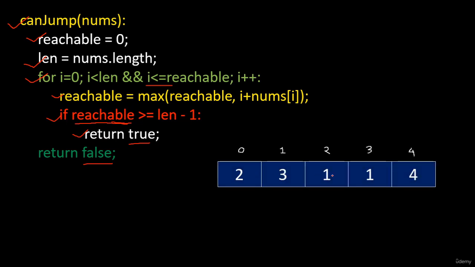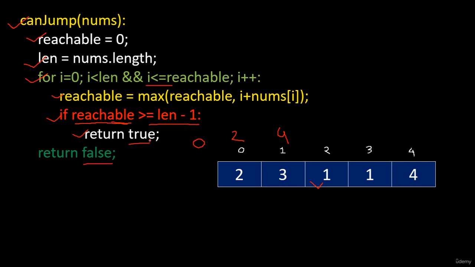Now let's see an example here. 2, 3, 1, 1, 4. Reachable is initially 0. Here reachable equals 2, since 2 plus 0 is 2. So we can reach this index. Here reachable equals 4. So we can reach the last index. We don't have to worry about the elements on the right, because from here we can reach the last index.